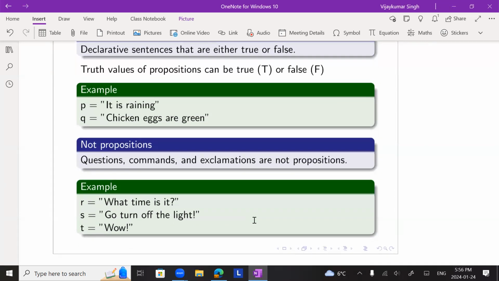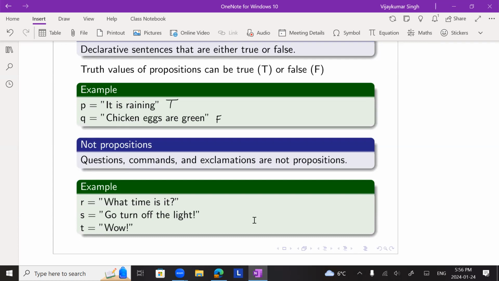So for example, it is raining. It is a statement. Depending on this moment, is it raining? The answer is yes. So in that case, it will be true. If it was not raining, then it will be false. So you see, it's a statement and it has a value associated, true or false. Similarly, chicken eggs are green. This is a statement, and the value of this is false. I don't think chicken eggs are green. I hope so. Unless they've gone bad. So that is the idea behind the statement.